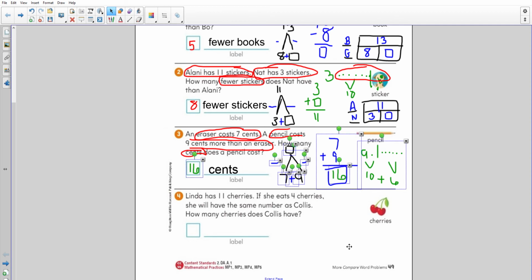All right. Well, friends, I'm going to read this next one to you. But I'm going to have you pause the video to circle important information and do the work. Linda has 11 cherries. If she eats 4 cherries, she will have the same number as Colas. How many cherries does Colas have? Oh, 2 people. And they both have the same thing, cherries. Please take a moment, pause the video, and circle the important information. Unpause the video and see if you got it right.